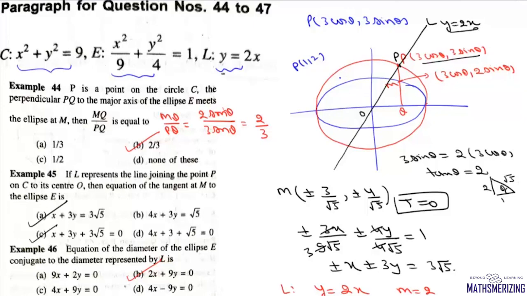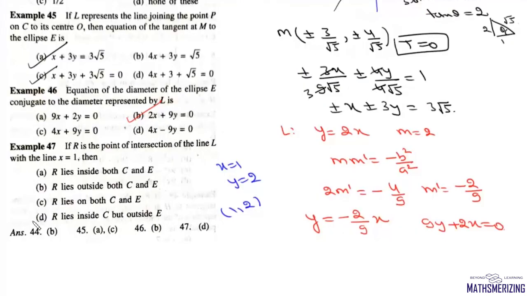So for this circle, we'll find S1. S1 will be 1 plus 4 minus 9, which is less than 0. So it means this point lies inside the circle. Now what about the ellipse? For this ellipse, if we find S1, then it'll be 1 by 9 plus 4 upon 4 minus 1. So it is 1 by 9. It is greater than 0. So it'll lie outside this ellipse. So this point will lie inside the circle and outside this ellipse. And that's your option number D.